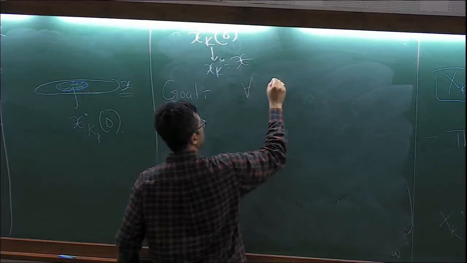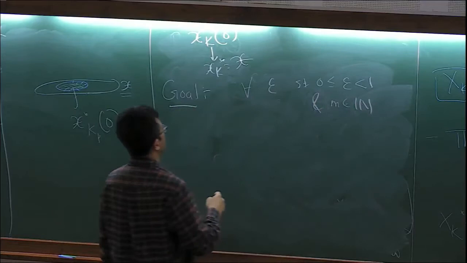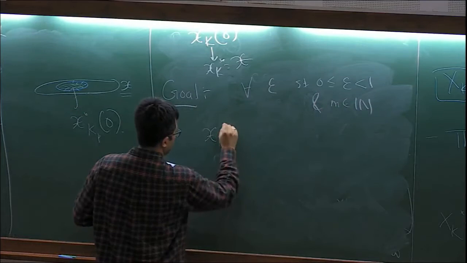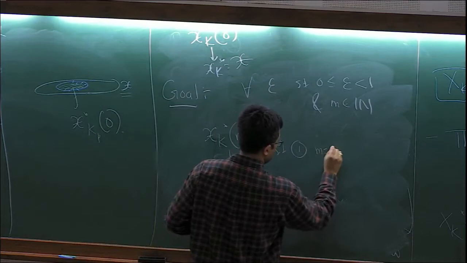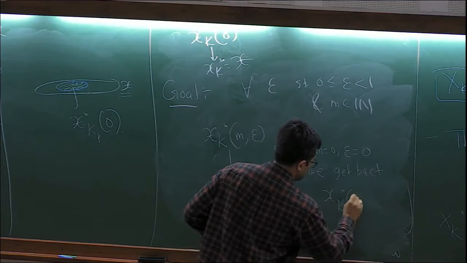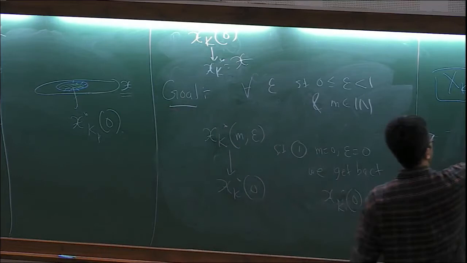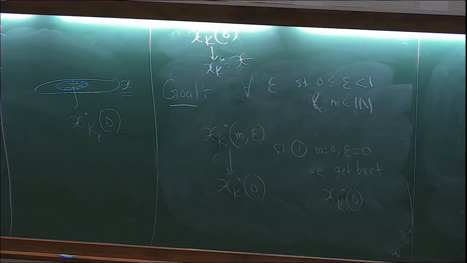So for all epsilon such that 0 is less than or equal to epsilon less than 1, and m a natural number. You already have it for m equals 0. So I want to produce something for all m, such that for m equals 0 we get back our x star k 0. The transition maps are Frobenius mod p.